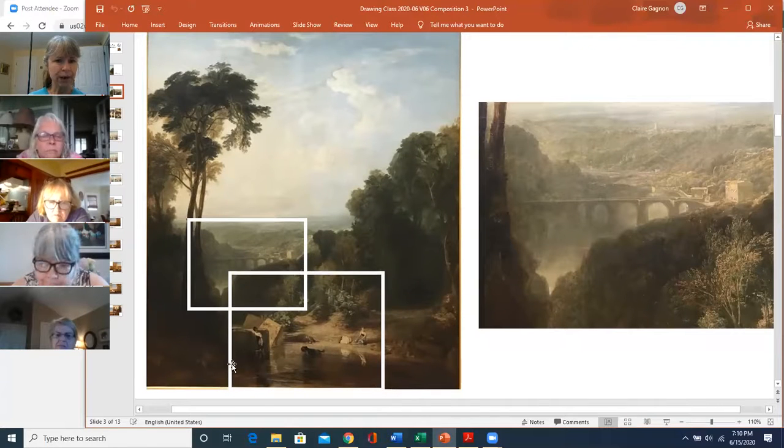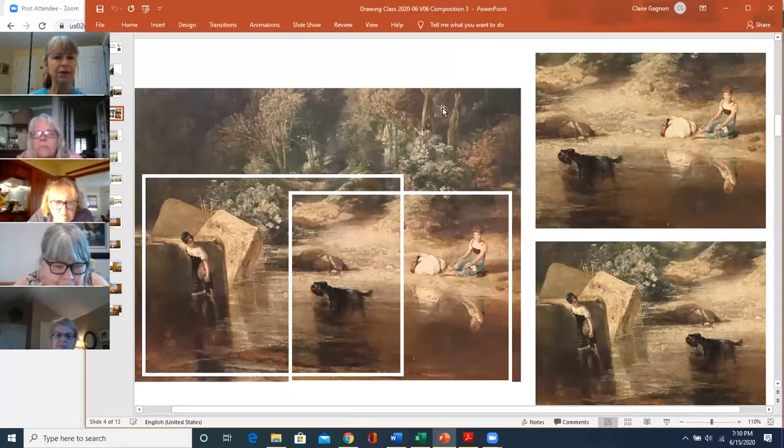Right here in the foreground, there's something happening by the water. There's 2 ladies and a dog. So this section is what I'm showing you here. So this here is a painting on its own. You have the 2 ladies, you have the dog. It's telling a story just with this section.